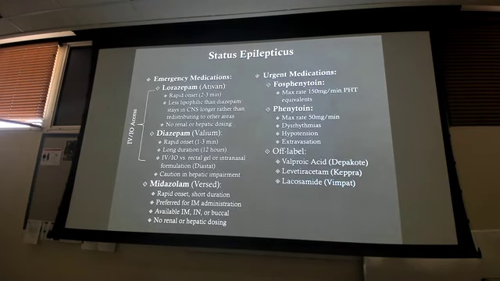When we look at these, these are all going to be options that we have for IV. Again, if you can't get a line, we have IO options, and with our diazepam we have a rectal option that's available. So when you have IV or IO access, we prefer to abort a seizure with our diazepam or our lorazepam, okay? This is if you have access.